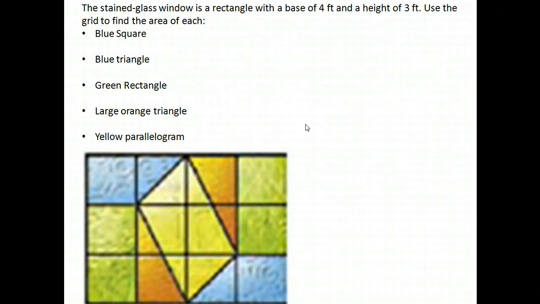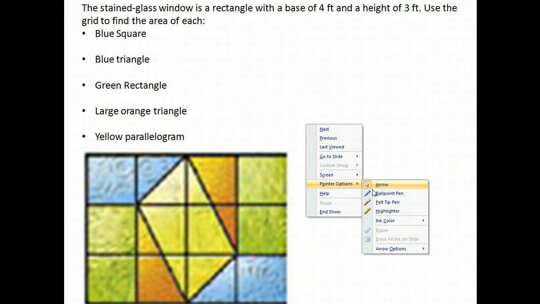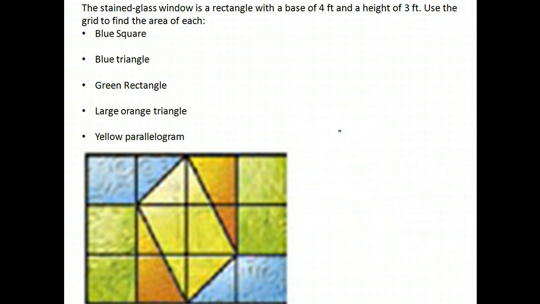All right, let's test out this example here. We're asked to find several things from this stained glass window. Okay, so it says the stained glass window is rectangular with base 4 feet and height 3 feet. Use the grid to find each area. So what that is telling us is that each of these squares is 1 foot by 1 foot in order to end up with a 4 by 3 stained glass window.